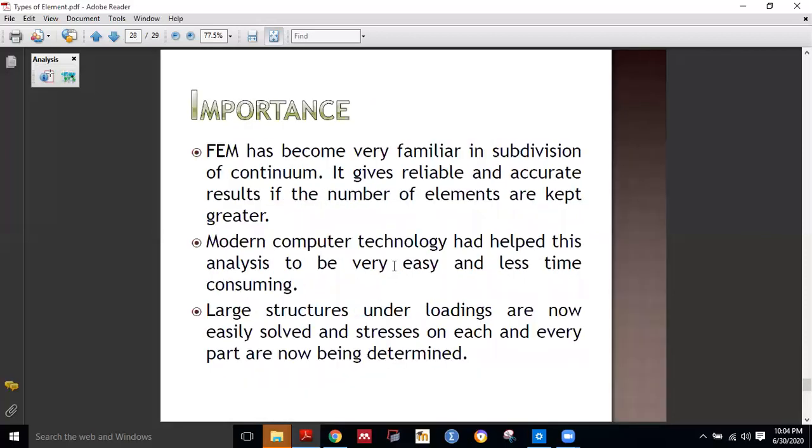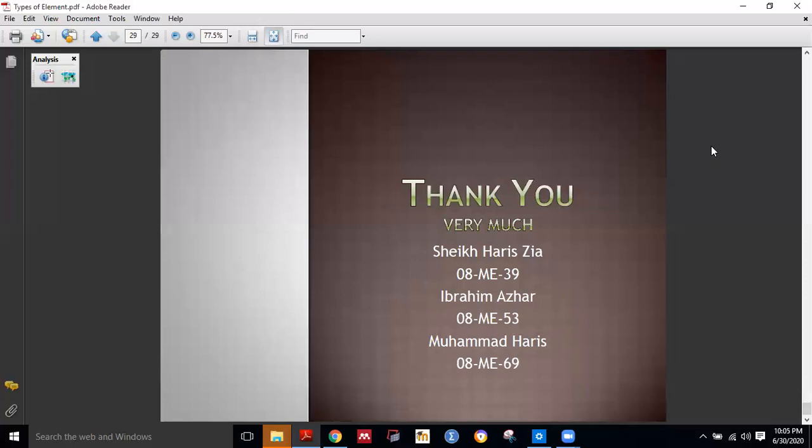Then the next one, importance. FEM has become very familiar in the subdivision of continuum. It gives reliable and accurate results if the number of elements is kept greater. Modern computer technology has helped this analysis to be very easy and less time consuming. Large structures under loading are now easily solved, instead of each and every part being determined by hand. So you can go for this.